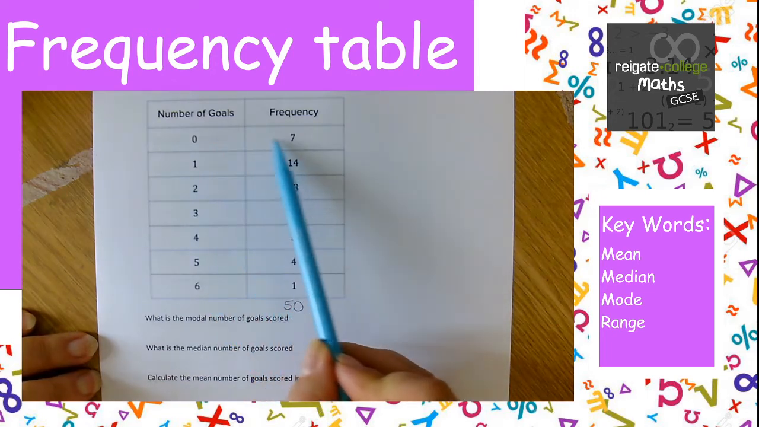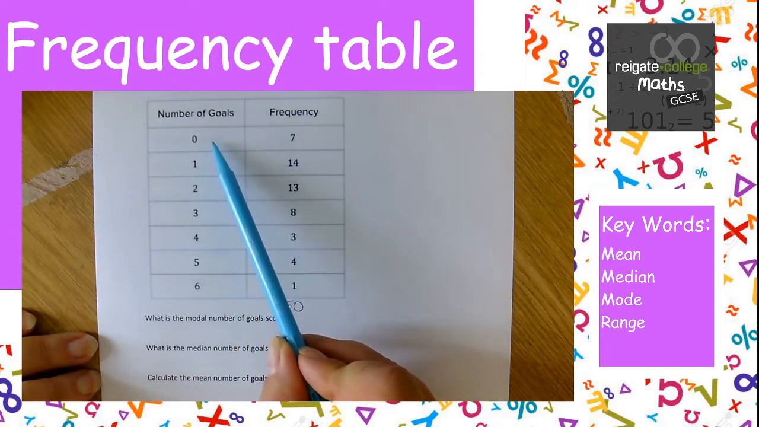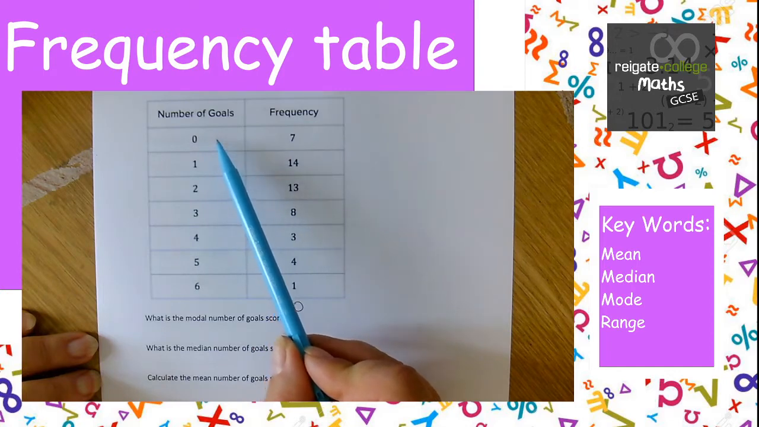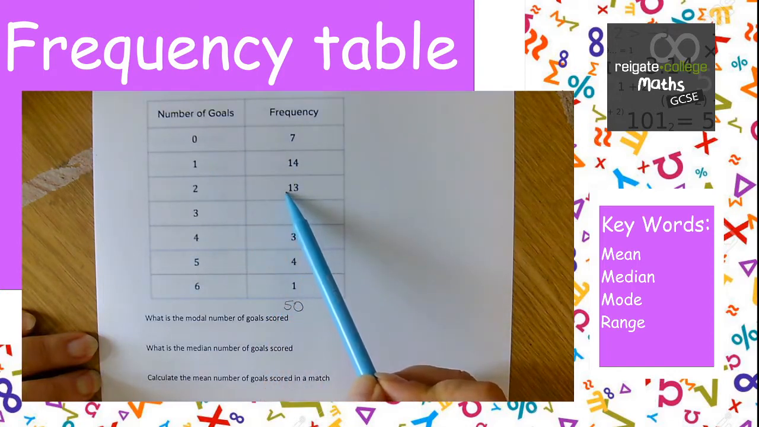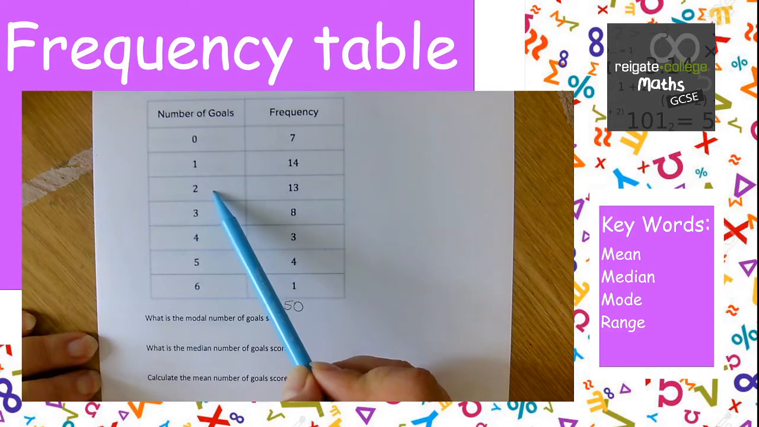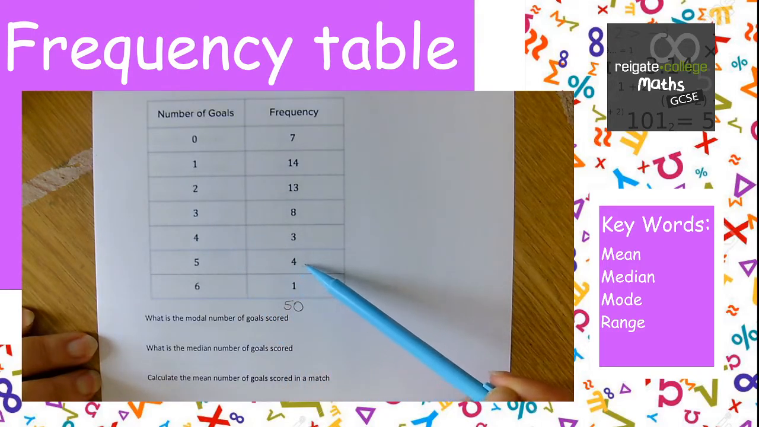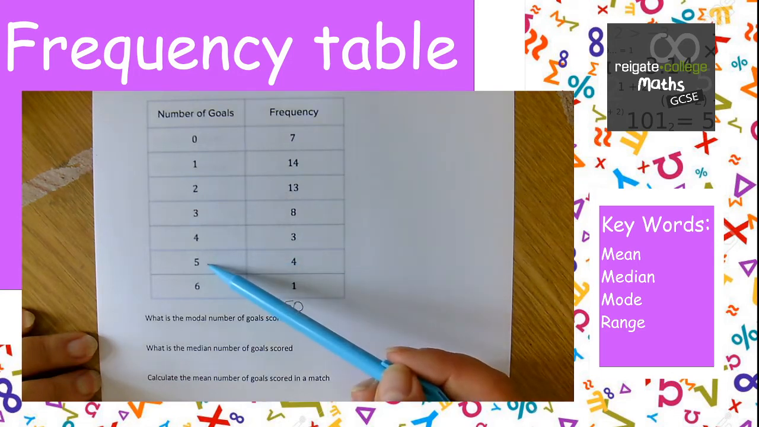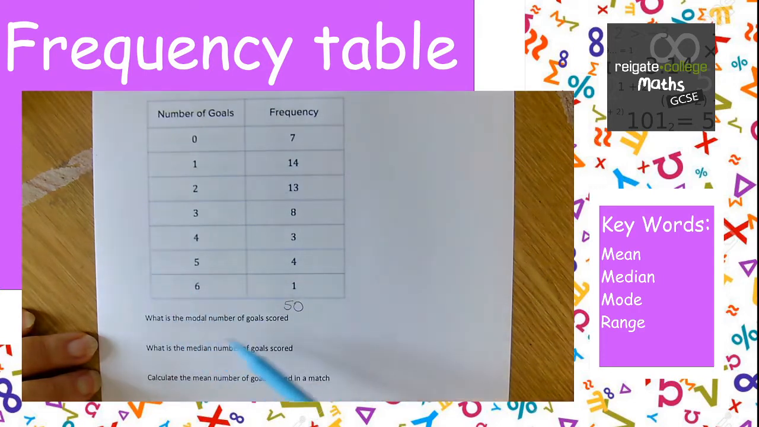For example, in 7 matches, no goals were scored at all. In a total of 13 matches, each match had 2 goals scored. In a total of 4 matches, each match had 5 goals scored. So that's what's being shown.